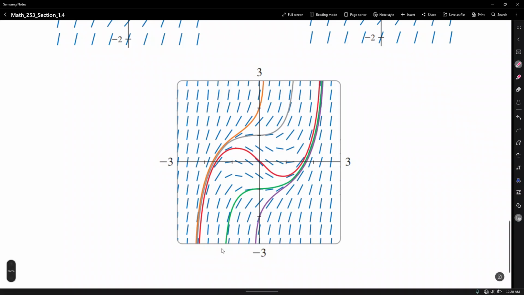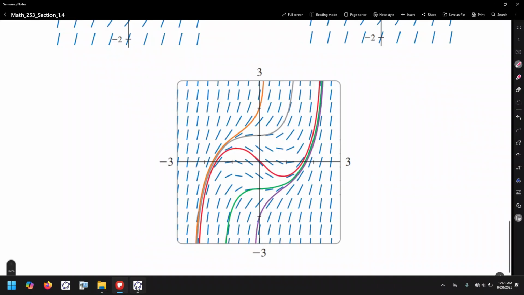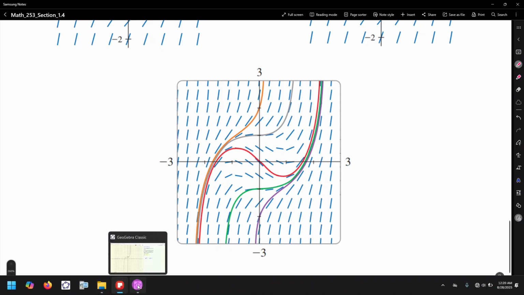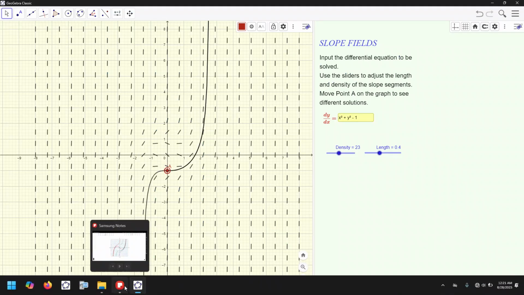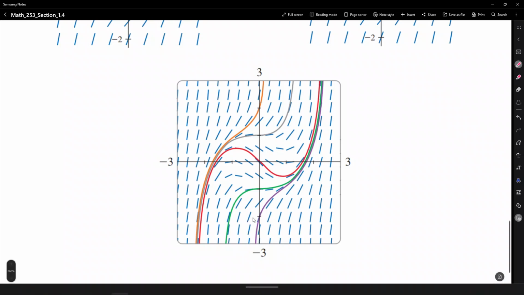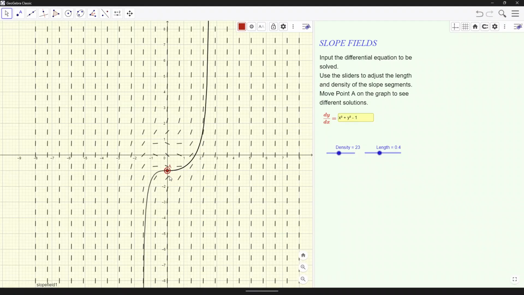What about the graph in green? The graph in green contains the point (0, -1). Okay, let's go (0, -1). It definitely looks like it. All right, what about finally the graph in purple here? It contains the point (0, -2). That is this graph. All right, now why do we care about this?